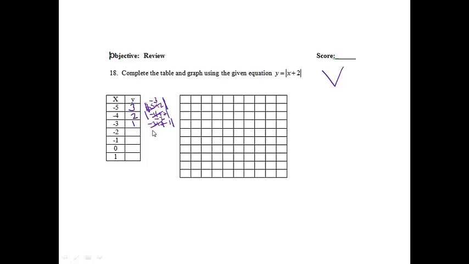And then negative 2 plus 2 is 0. Well, the bars will just keep it 0. Negative 1 plus 2 is 1. The bars just keep it 1. 0 plus 2 is 2. The bars just keep it 2. And 1 plus 2 is 3. And the bars just keep it 3.